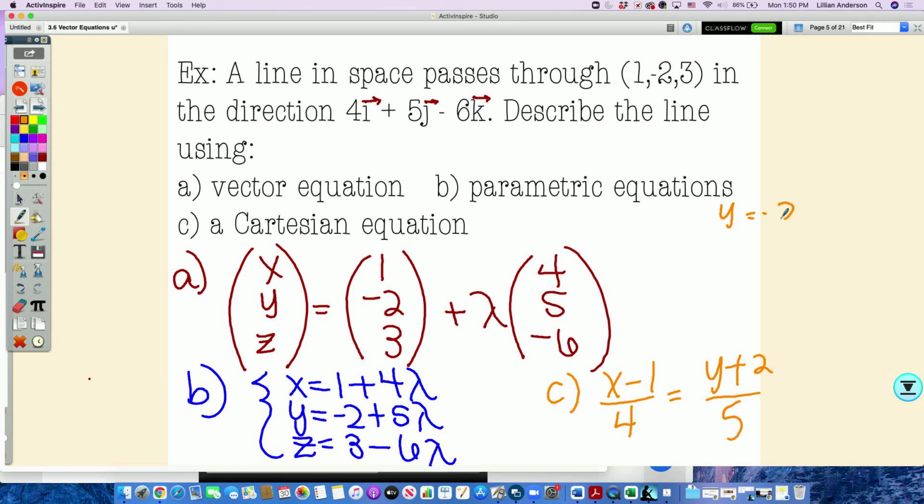Because remember, all I'm essentially doing is just solving for lambda. So that means I'm going to add 2 to both sides and then continue to get lambda by itself. So I divide both sides by 5. And then for the last part, Z minus 3 over negative 6, and it's okay for you to leave that negative in the denominator. Because otherwise you'll be trying to correct something, and then it might throw you off and make the whole thing wrong.